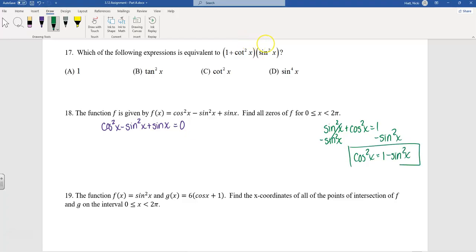So when you have a problem that has sines and cosines mixed together, especially if it's an equation where you're solving for values, there's a good chance you're going to need to change one of them to sine or to cosine. I could change the sine squared to 1 minus cosine squared, but we want sines because of this sine right here. So I'm going to get 1 minus sine squared x minus sine squared x plus sine x equals 0.